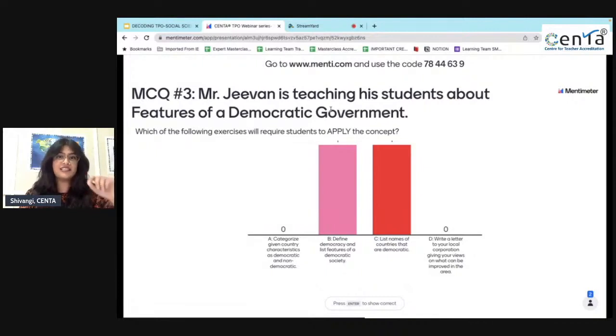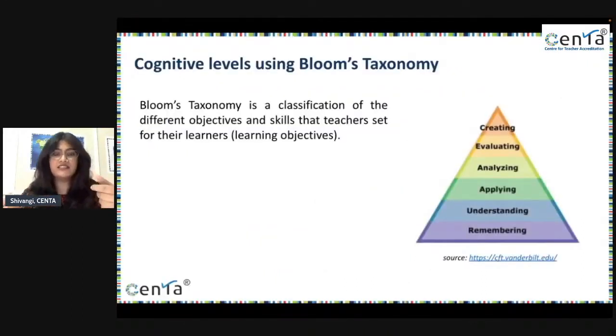Now, keep the keyword highlighted here in mind. You can see it's in capital: apply the concept. Actually, a keyword in this question was "apply". Now let's revisit something most of us might be familiar with, which is Bloom's taxonomy. Bloom's taxonomy is a classification of different objectives and skills that a teacher sets for their learner.